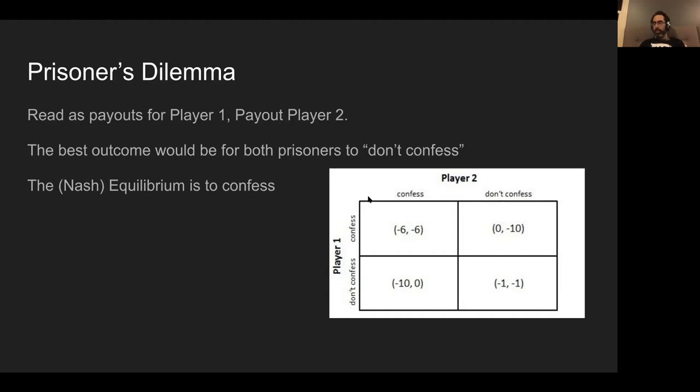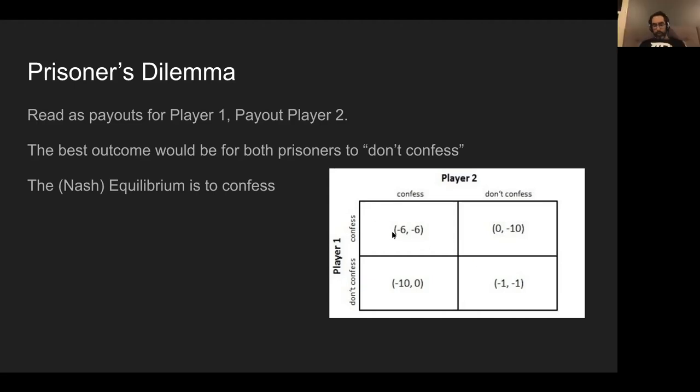Does anyone have any questions about what this means? Player 1 has the strategy here. Its payoff is always first, then player 2's. Is this making any sense? Yes, it is. Okay.